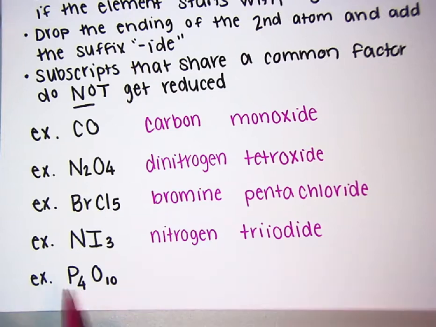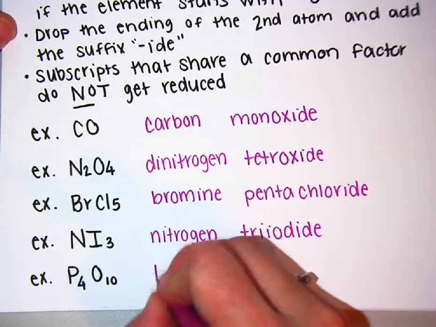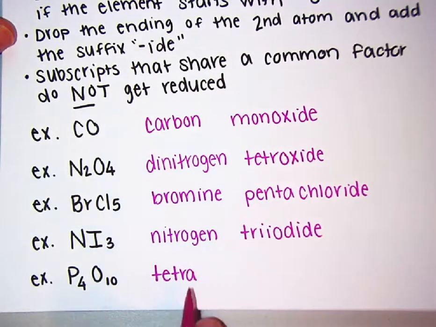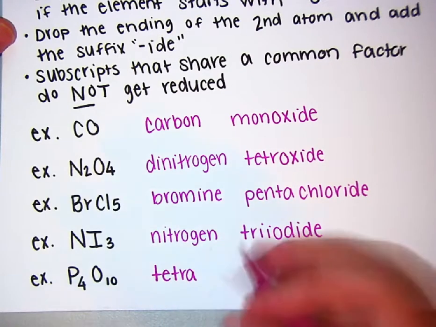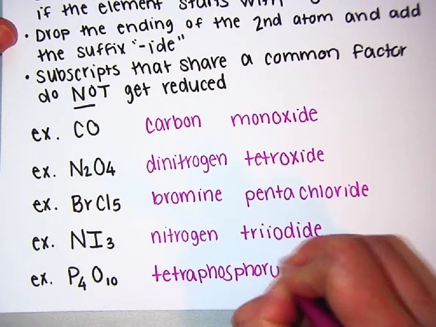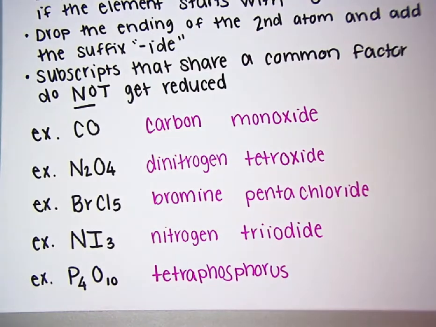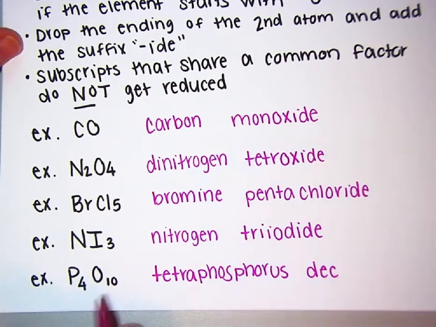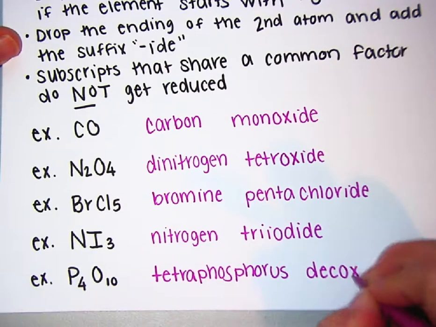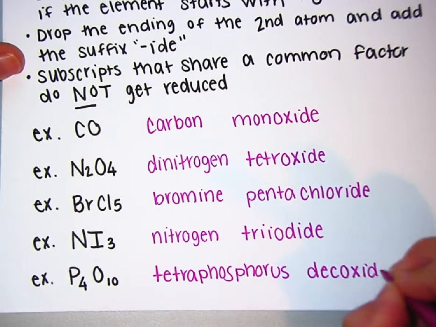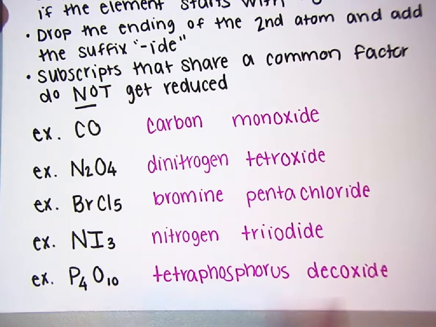Last one, 4 phosphorus atoms. Prefix for 4 is tetra. I'm not dropping any letters. I only drop letters before O's. So this would be tetraphosphorus. My prefix for 10 is deca, like a decade. But oxygen starts with O, so make sure we're dropping the A from deca. And again, for oxygen, we drop the ygen and we add IDE. My name would be tetraphosphorus decoxide.